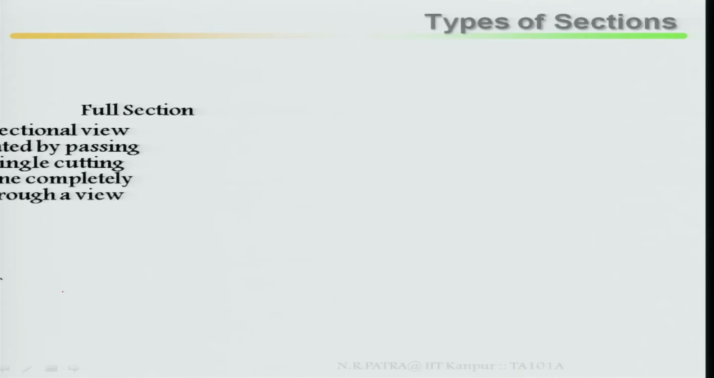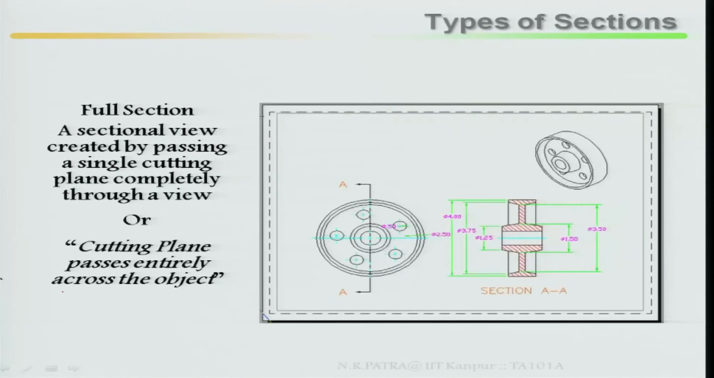So, last class we have finished up to sectioning and different types of sections. Just an overview. First one is your full section, where the cutting plane passes entirely across the object. Second one is your half section, where there is symmetry on both sides, so only half of the sectioning can be done.